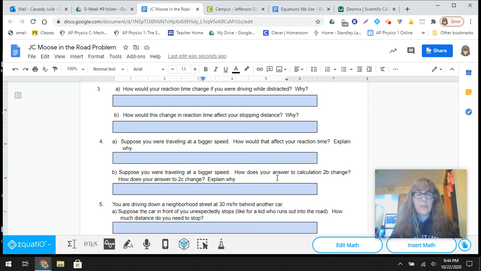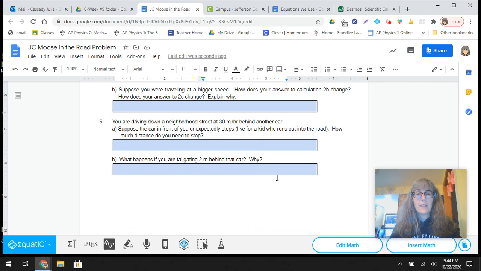And explain why. And then question 5 is saying, now you're driving down your neighborhood street at 30 miles an hour, just like we were with the moose, and you're behind another car. And this car in front of you stops suddenly because maybe a little kid runs out into the road chasing a ball. Think about how much distance you need to stop. So you just calculated that. And then think about what happens if you're tailgating 2 meters behind that car. So instead of however many stopping distances you need or car lengths you need, you're only about 6 feet behind that car. What's going to happen and why?